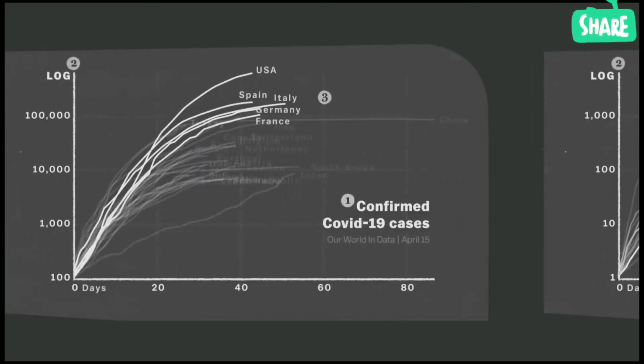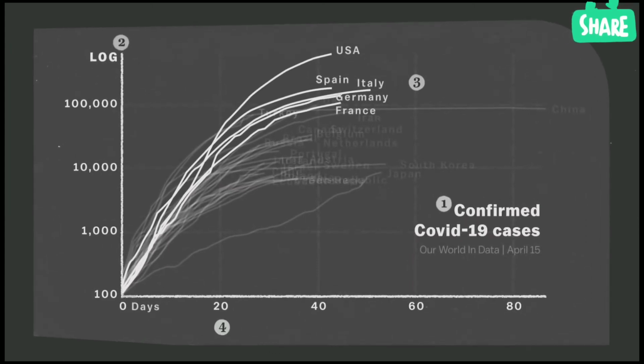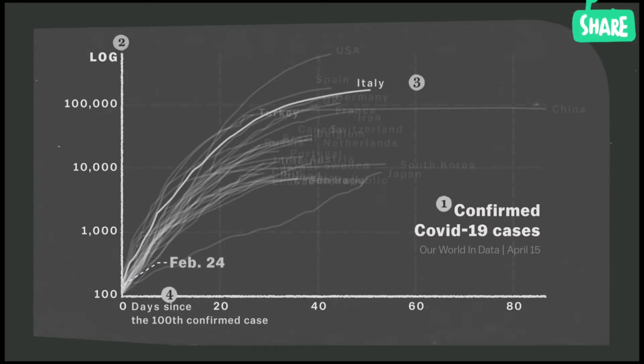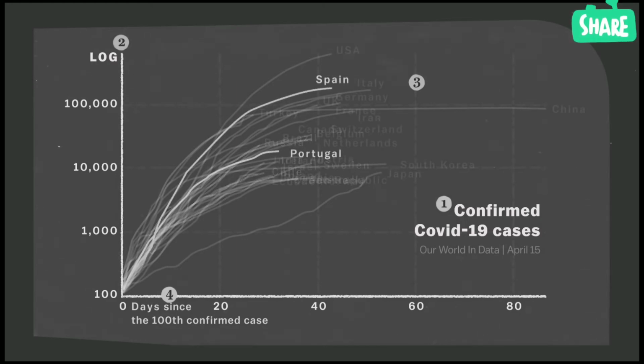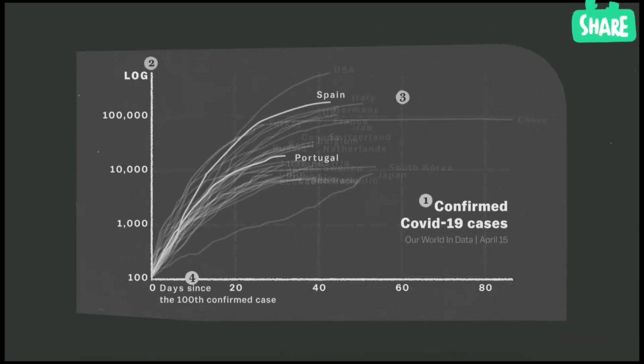And the last thing to know about our chart is that the x-axis doesn't plot time by the date, but by the number of days since the country recorded 100 confirmed cases. For Italy, that was February 24th, for Turkey, March 19th. When they're all layered on top of each other, it allows us to compare the trajectory of the outbreaks. But it tends to obscure the fact that the pandemic hit some countries before it hit others.